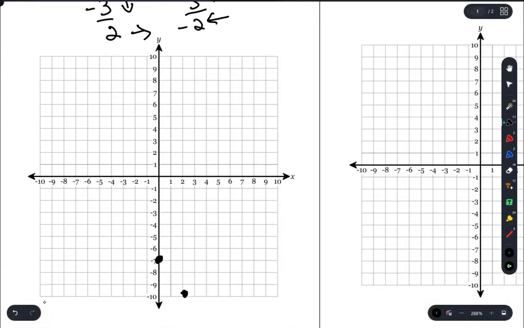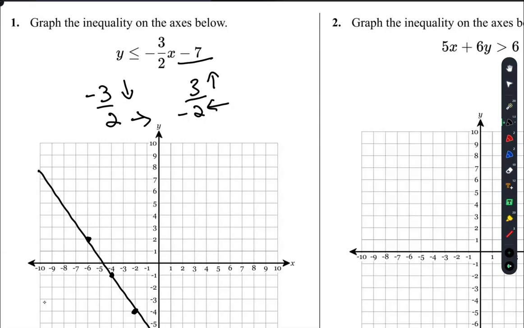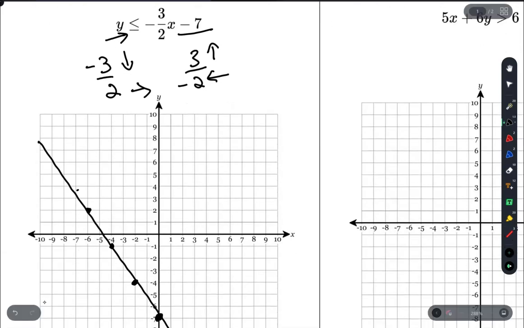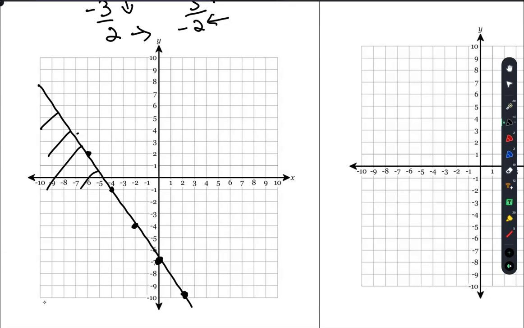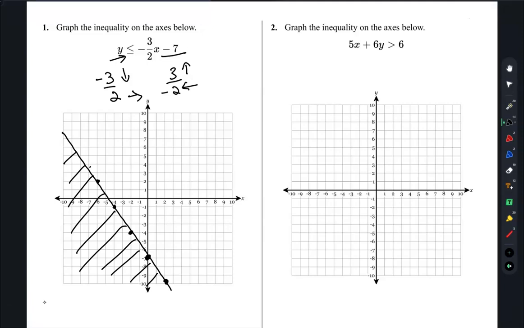Let me show you how I can make more dots here. 1, 2, 3, 2. 1, 2, 3, and 2. Now I've got more dots to connect and make my line like so. I made sure to use a solid line because it has that equal to. And because it's less than, I'm going to shade below. And that's it on number one.